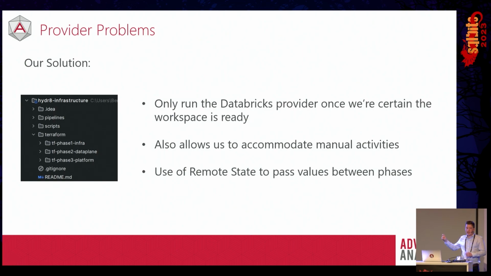And then we use remote state to pass between phases. So if we've created a key vault and we need to pass the ID of that key vault down the chain, then you can use Terraform remote state to pull it out. Remote state allows you to access a different state file in a configuration.